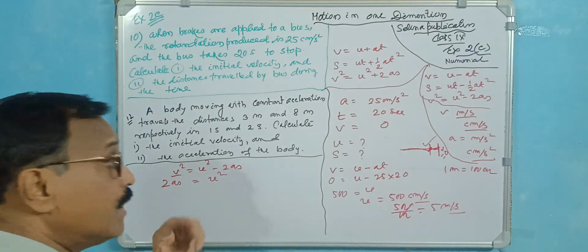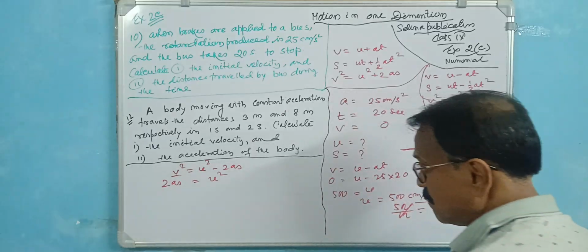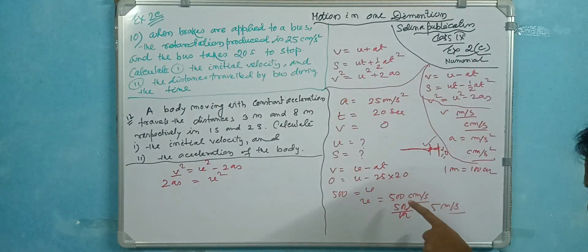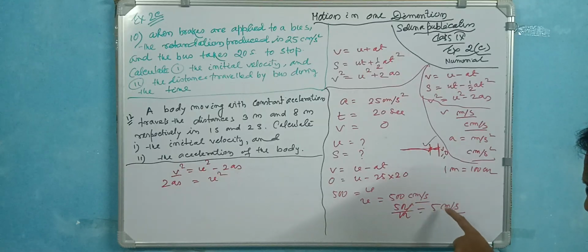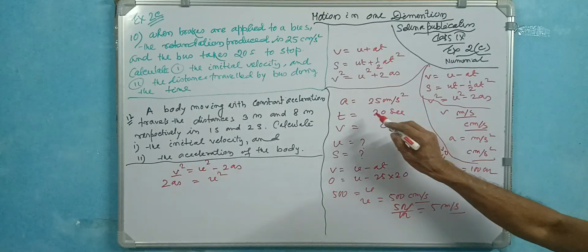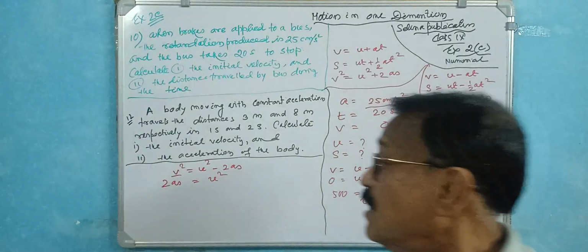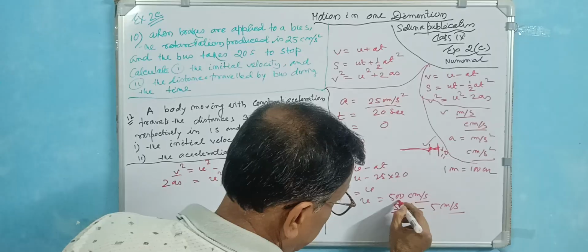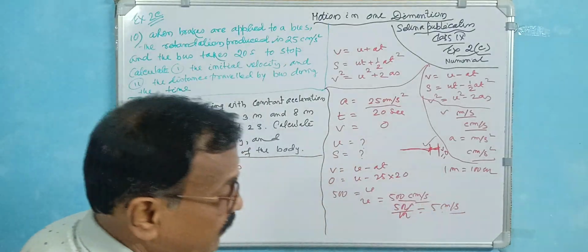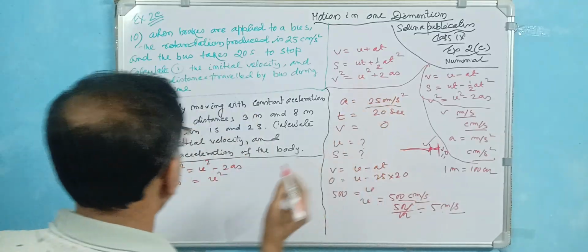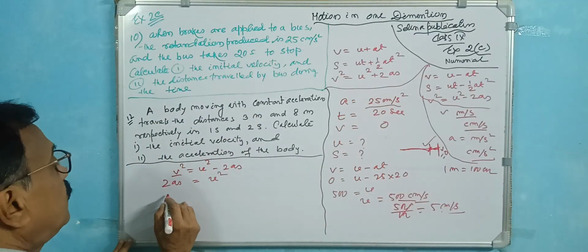Is it clear? Now, one important thing: why is the value of U taken as 500 centimeter per second or 5 meter per second? Here the acceleration is in centimeter per second square. So you always take the 500, not the 5, because the units are different. Here it is 5 meter per second, here it is centimeter per second square. So here it is centimeter, you take this.